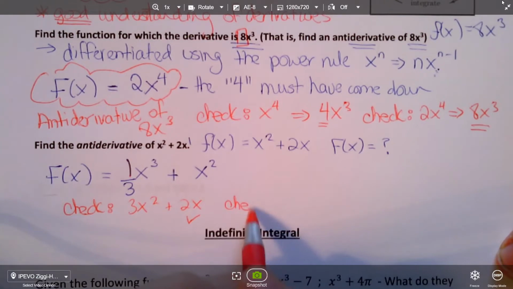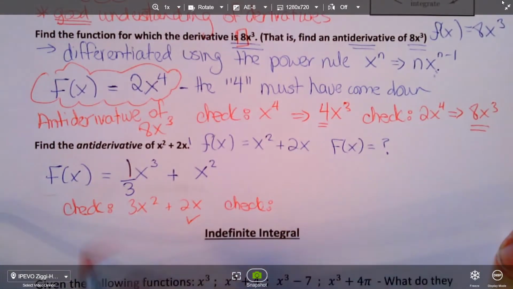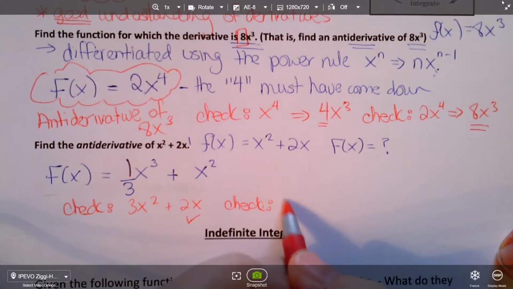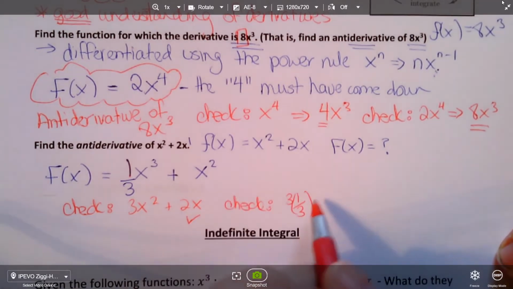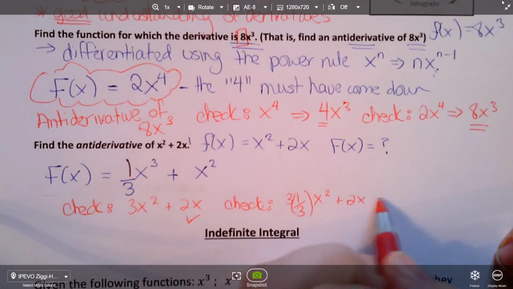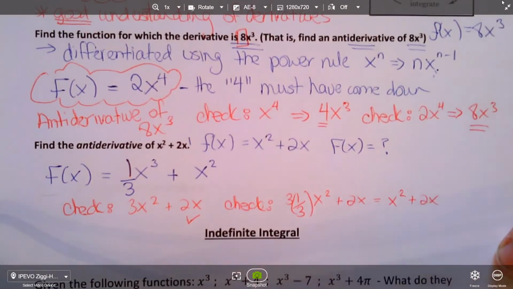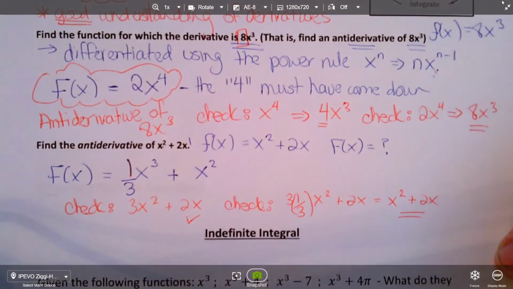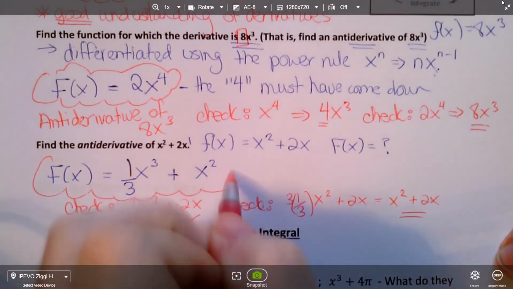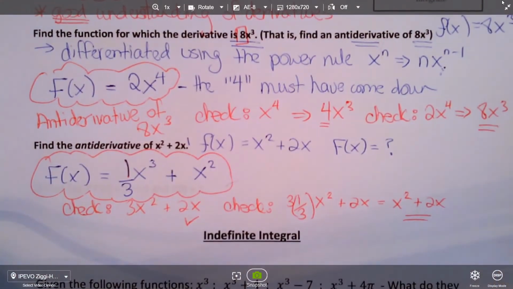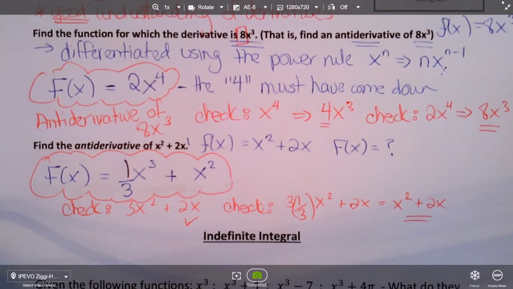So now if I check again, I get 3 times 1/3 x squared plus 2x. And that's what I started with. So that works. So that's my antiderivative. Okay? So this is the idea, again, behind an integral, is that you are essentially performing these types of rules, power rules especially, backwards, because they are inverse processes of each other.